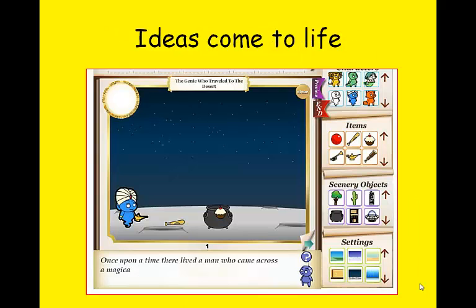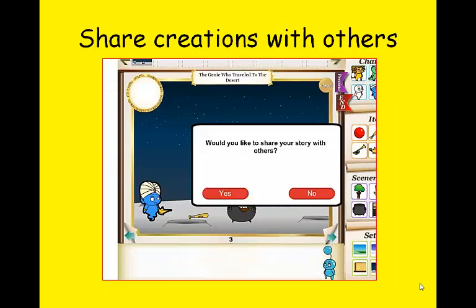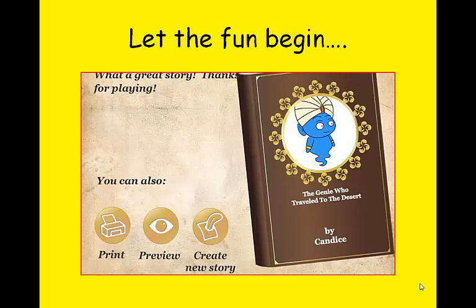Students can select their character, change the setting, add objects to the scenery, and type their entire story page by page. Students can share their final products with others in what appears to be a real book. My Story Maker is a free program available online with numerous possibilities all at your fingertips. Enjoy the numerous uses of My Story Maker.